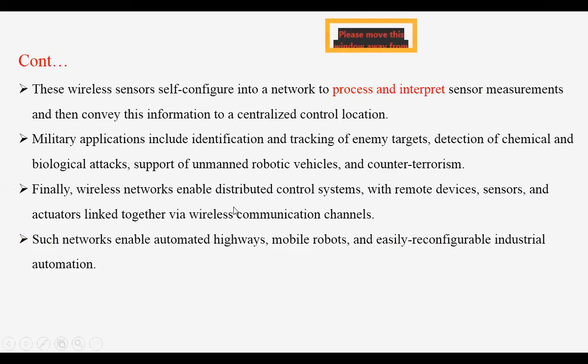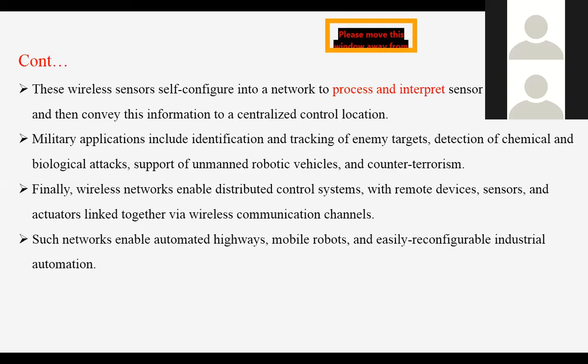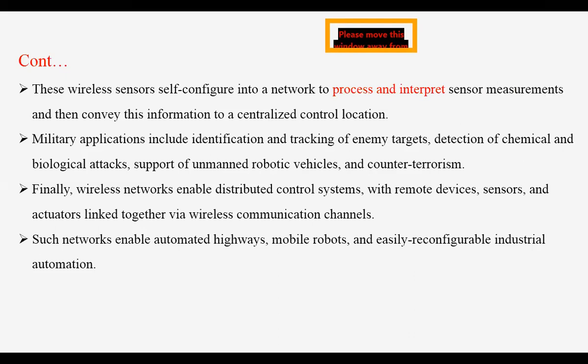So continuing with that, the wireless sensors self-configure into a network to process and interpret sensor measurements and then convey this information to a centralized location. So a wired connection is not required; the sensor network itself is capable of getting the actual data and transmitting it to the central processing or central control unit. Military applications include identification and tracking of enemy targets, detection of chemical and biological attacks, support of unmanned robot vehicles, and counter terrorism.